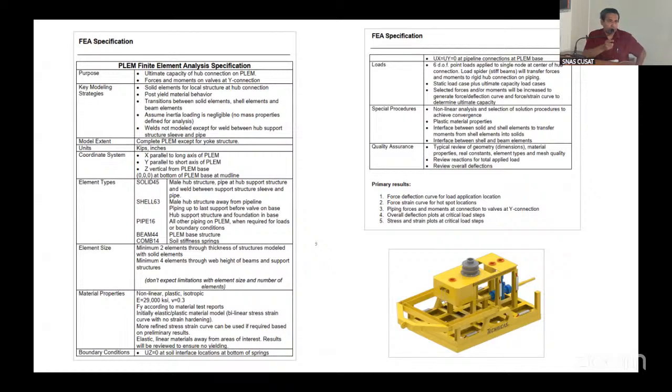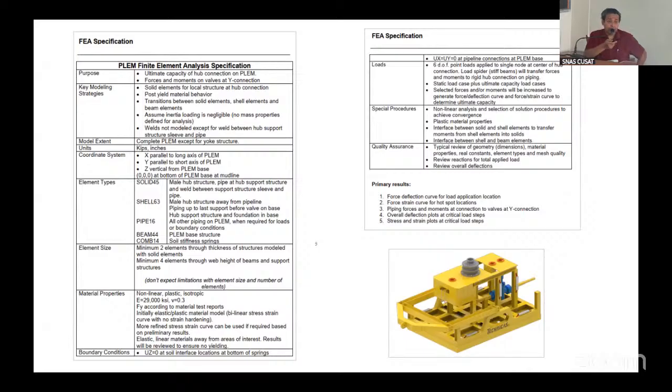Usually, you prepare the FES spec first, and you say what you are going to do: what element types you're going to use, what element size, what the material properties are, what the loads are, any special procedures, and what quality assurance you're going to do. So you have this FES spec out there.